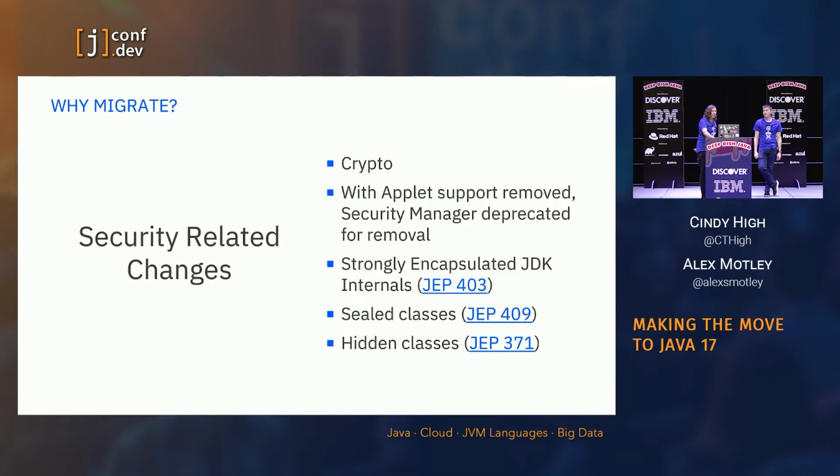So these are some of the fun things of the language, but as things change, there are many security-related changes between crypto and TLS. Applet support is being removed. The security manager is being deprecated. It's been there from the beginning, but the need is not there as much. We've also got strongly encapsulated JDK internals, hidden classes, and sealed classes.